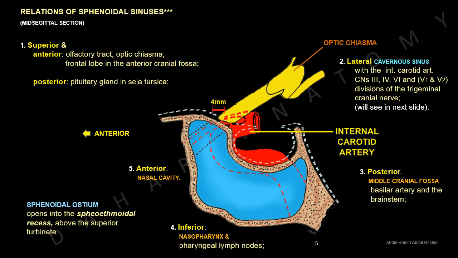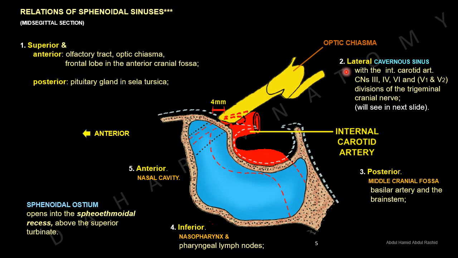Relations of the sphenoidal sinuses. The diagram is the mid-sagittal section of the sphenoidal sinus. Sphenoidal sinus is related to many structures. Superior and anteriorly, olfactory tract, optic chiasma, frontal lobe in the anterior cranial fossa. Superior and posteriorly, pituitary gland in sella turcica.